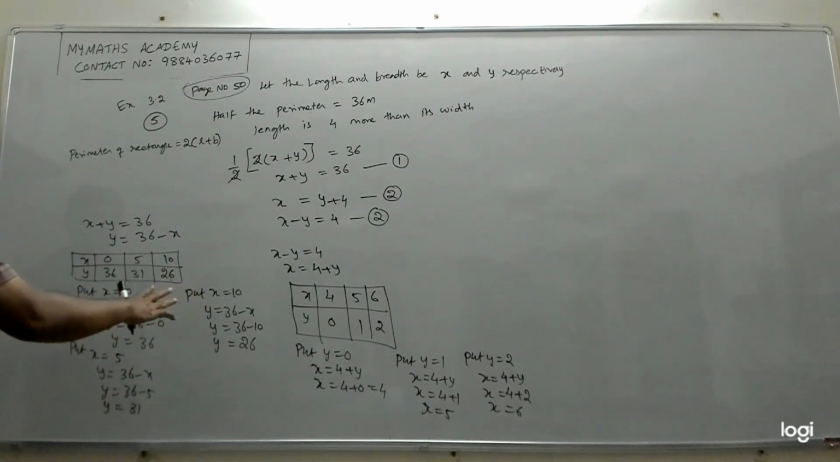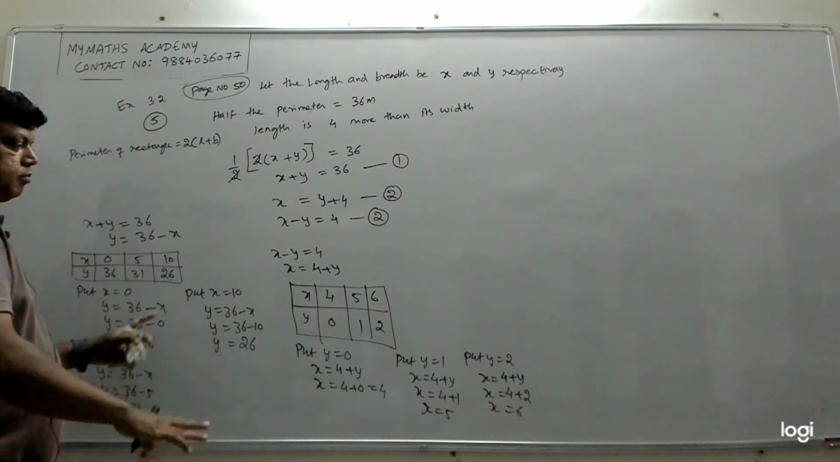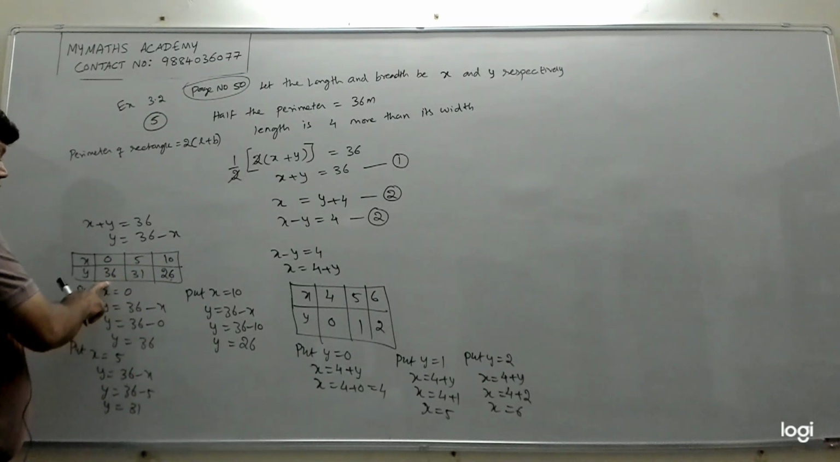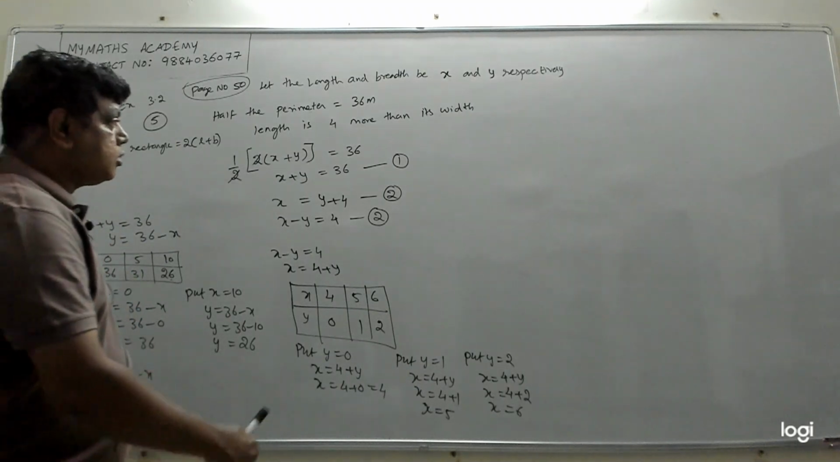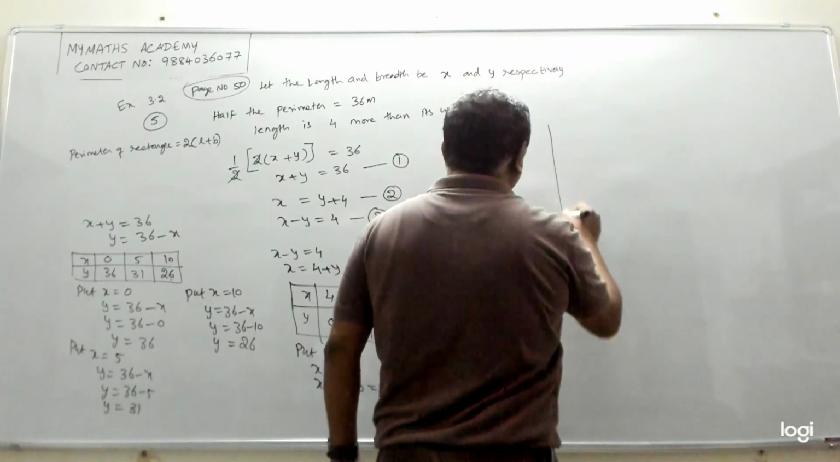Now let's see. Now x is going from 0, 5 till 10. 10 is the maximum for x. Y goes till 36. Right? So we have to choose an appropriate scale for the graph. Now let's put the graph.